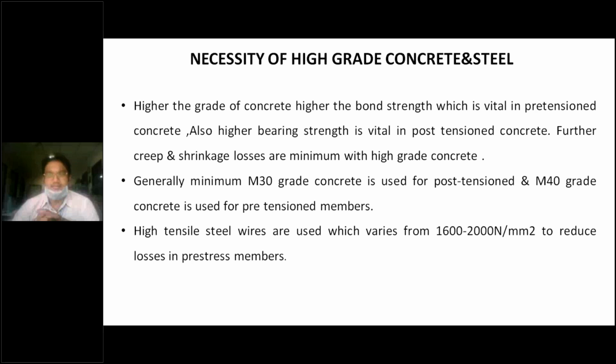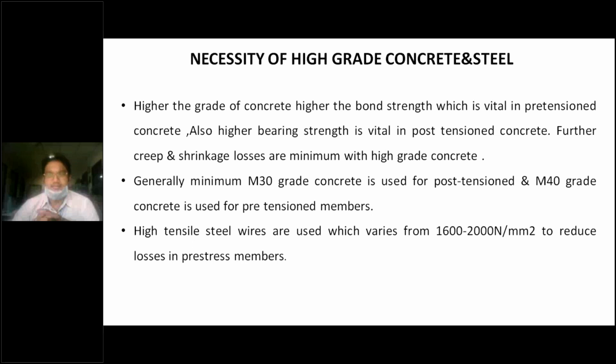So we can consider these concretes as normal strength concretes, like high strength concrete, in the sense it is beyond M30 grade, like 30 MPa. Okay. So minimum M30 grade is going to be used for post-tensioning, and M40 grade is used for pre-tensioning. In the coming classes, I will give a brief introduction to the difference between pre-tensioning and post-tensioning also.